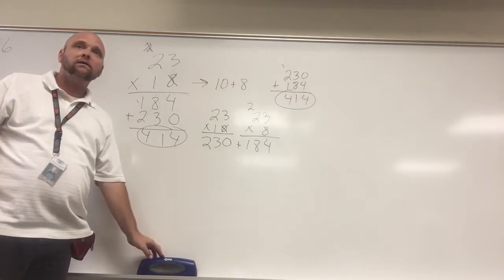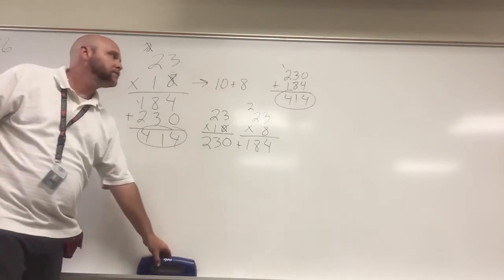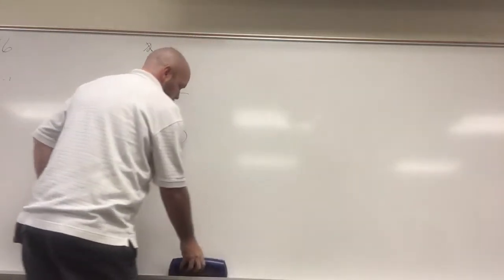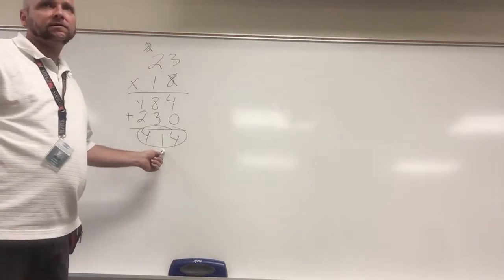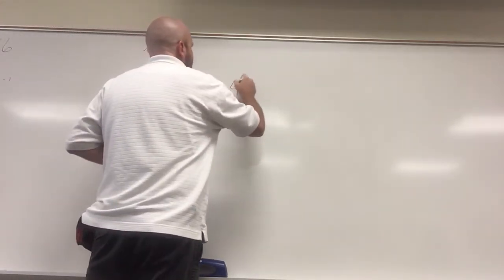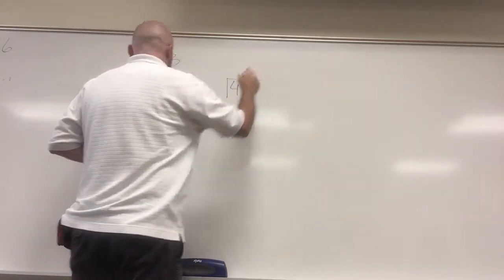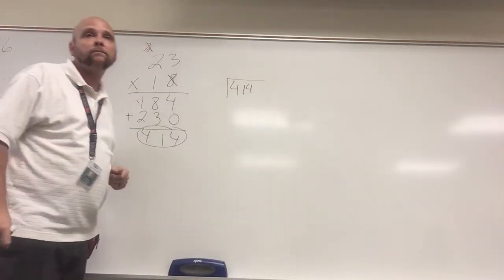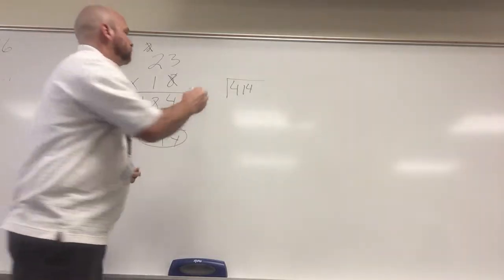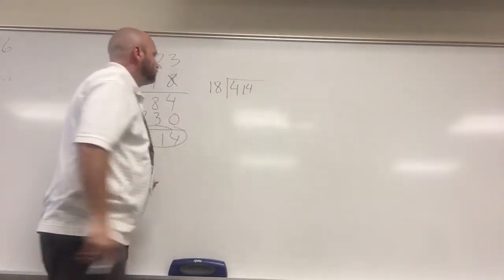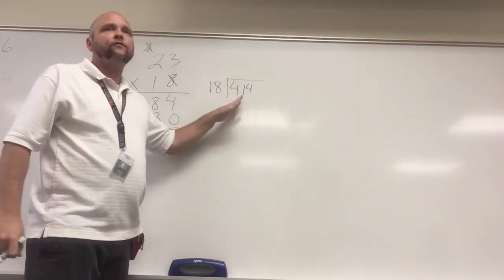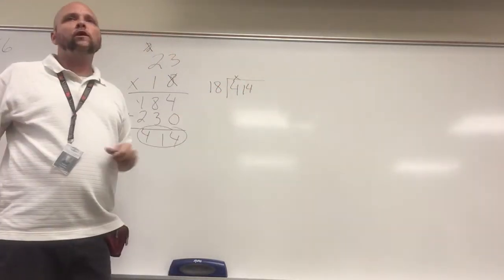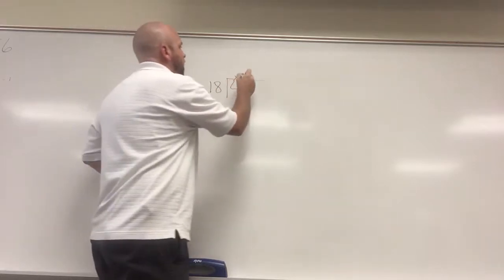You want to check it? We can divide and check it. Let's do that. So our dividend is going to be 414. Do you want to divide it by 18 or 23? Your choice. 18. Okay? Is 18 going to go into 4? No. Is 18 going to go into 41? Yes. So I'm going to have a 2-digit number.